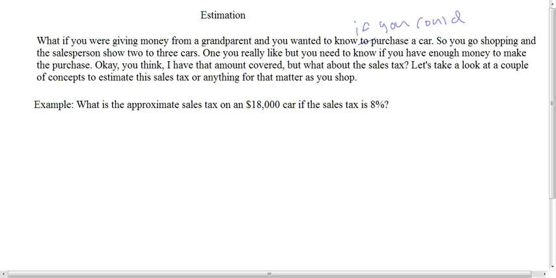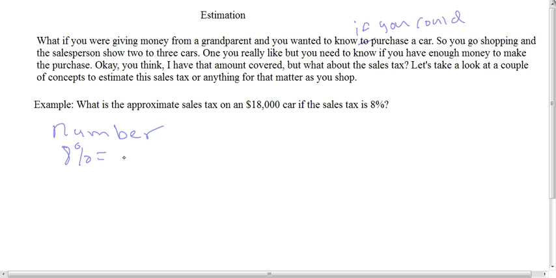So let's take a look at a couple of concepts to estimate this sales tax, or anything else for that matter, as you shop. We see that this car you saw was $18,000, but you need to approximate the total cost by looking at the sales tax. One way we can do that is to make a list, and under this list we have 2 things we want to put. The first thing we want to put is 8%.